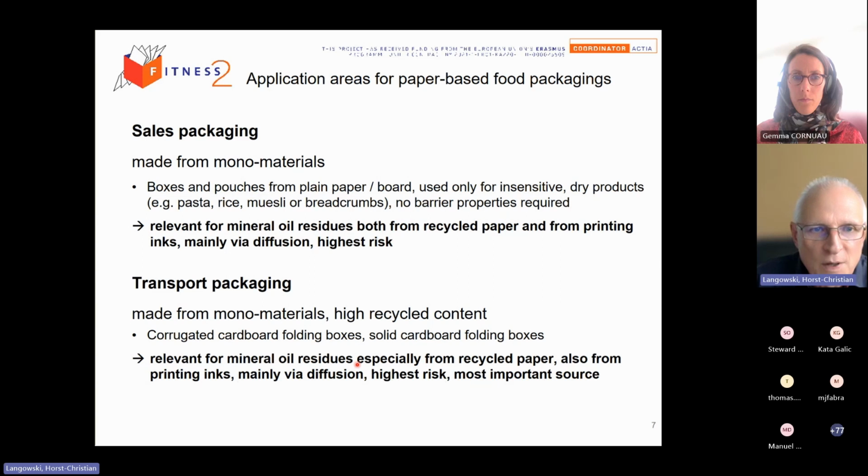We may also have sales packaging from monomaterials, recycled paper, and this is only for very insensitive products which practically don't need any barrier at all, but those products are also very sensitive to the transfer of mineral oil residues. And finally, there are the transport packagings, the boxes where the primary packagings are usually transported. And especially from there, we may get mineral oil residues because most of these transport packagings are made from recycled paper.